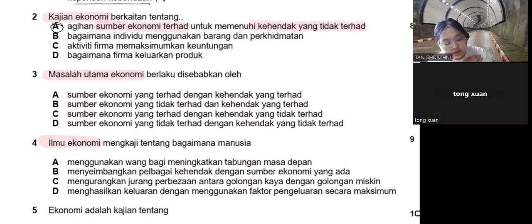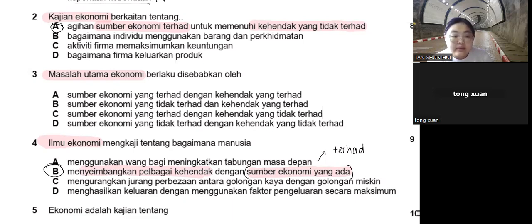tidak terhad. Now, you see, the part A is mengguna wang untuk meningkat tabungan. No, this is not related with the ilmu economy. You see, menimbangkan kehendak, balance your kehendak with ekonomi yang ada. Sumber ekonomi yang ada means limited loh. Terhad. Because you are using whatever you have now. Whatever you have is always limited. All right? Kenya. That's why your answer is B.